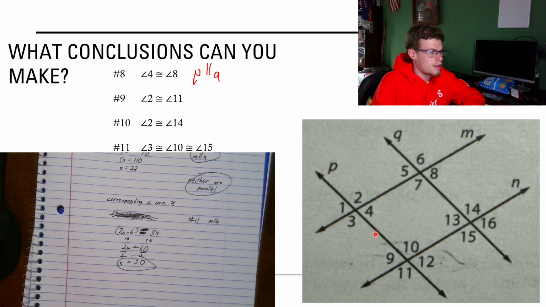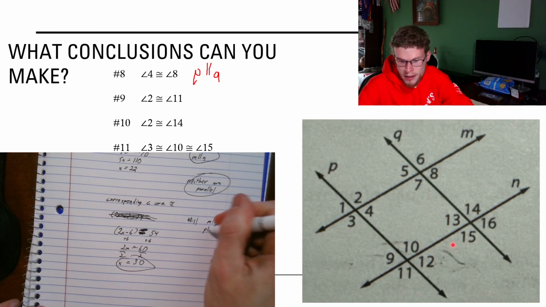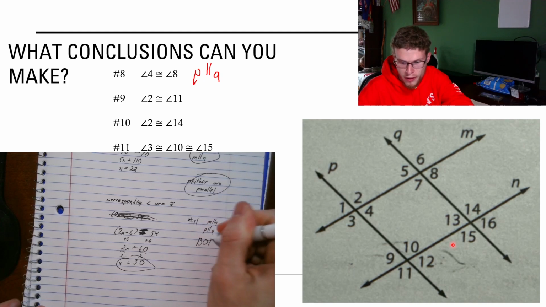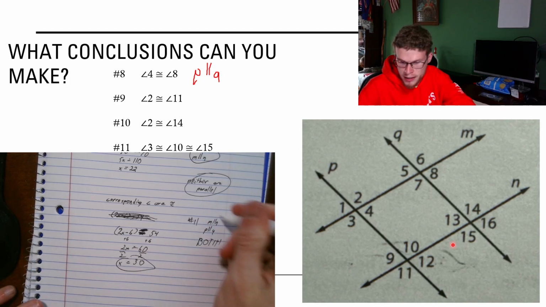That's not it, right? Because we still have angle, oh, I made an error here. Angle 3 is congruent to angle 10. They're alternate interior angles. Sorry about that. Angle 3 and angle 10, alternate interior angles. And then angle 15 is an alternate interior angle, right? Since these two are alternate interior angles along transversal N, that means P and Q are also parallel, because again, alternate interior angles along parallel lines are congruent. So P is also parallel to Q, so both is in fact the answer here.